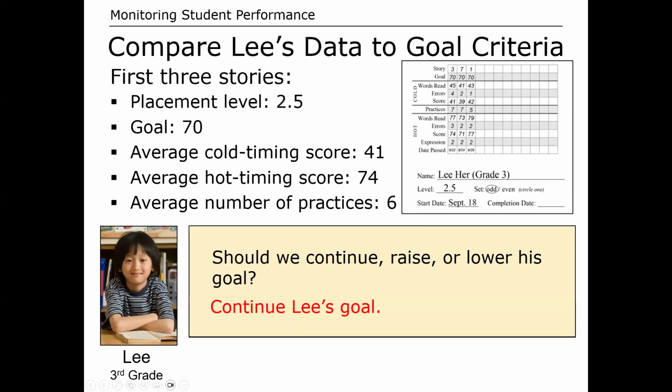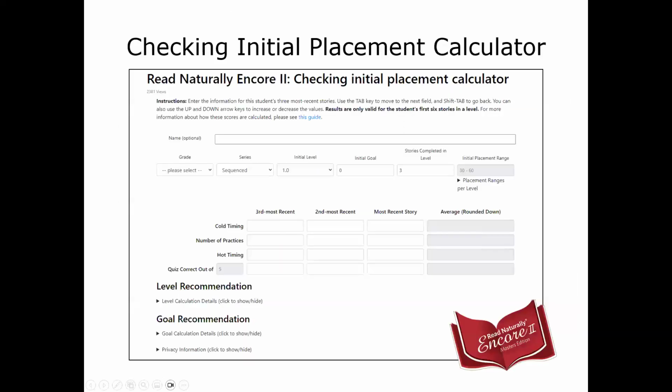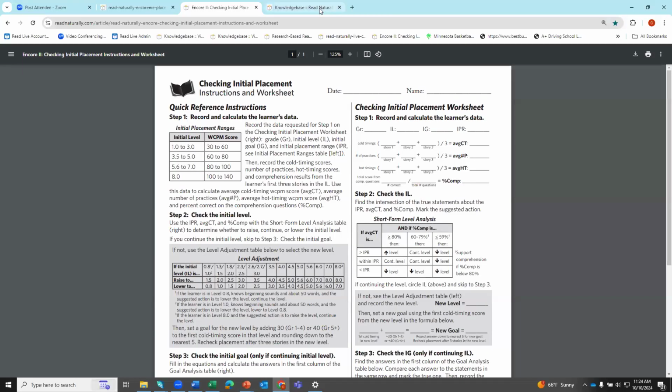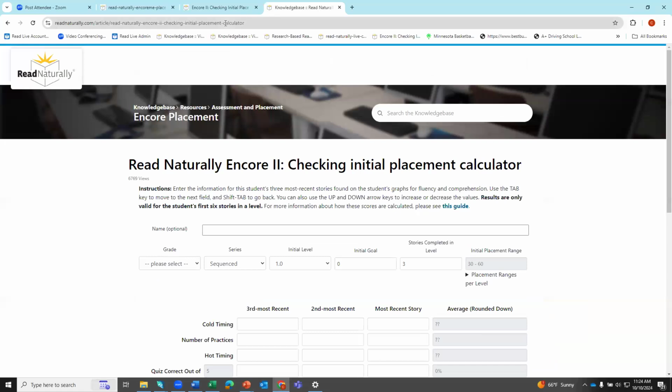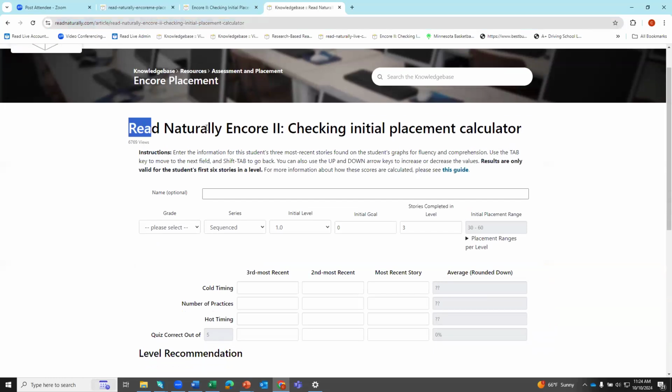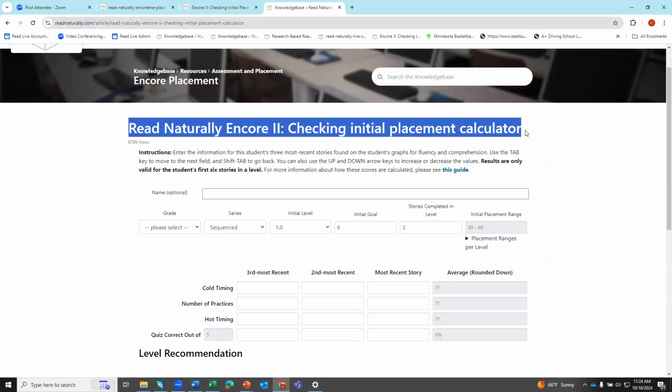Now we have a resource on our website that's called the Checking Initial Placement Calculator. And here I have a screenshot of it, but I'm going to pop out of the PowerPoint again, and I'm going to go onto our website. And the link to this location on our website will be in your chat box as well. And you can see that this is Read Naturally's Checking Initial Placement Calculator.